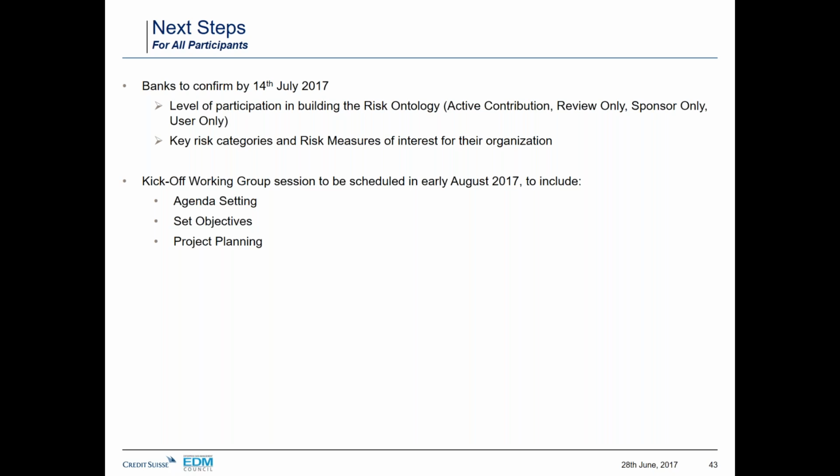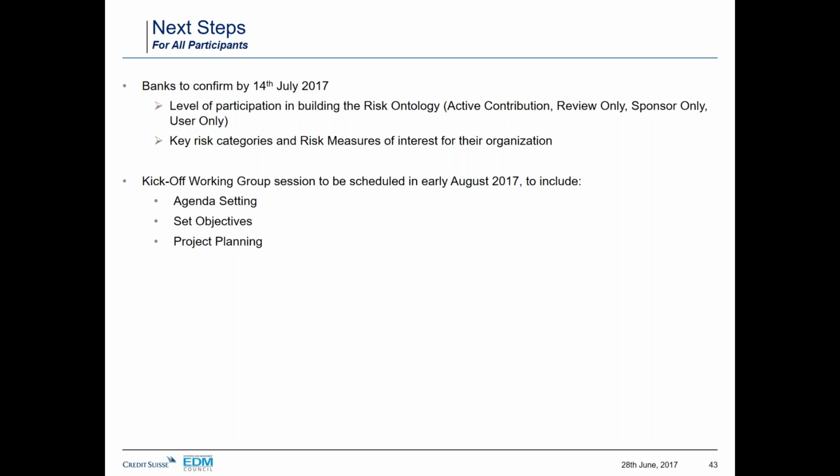We are going to kick off a working group session that's going to be scheduled starting in early August to set the initiative in motion. The kickoff session is going to focus on things like setting the agenda for our future working groups, and agreeing on the objectives of the risk ontology build, which includes the life cycle. We'll discuss any project planning activities, etc. So therefore, it's very essential to provide your context as early as possible so that you and your institution don't miss a lot of the early planning stages. So with that, let me stop there and see if there's any questions from any of the participants.